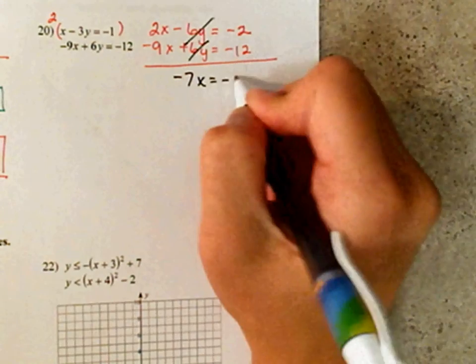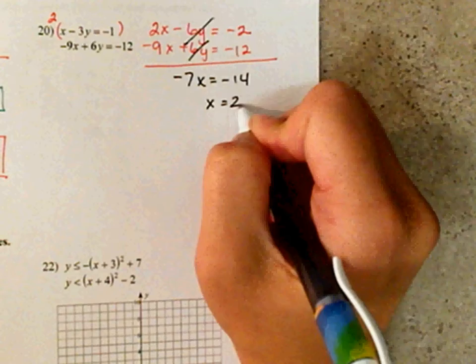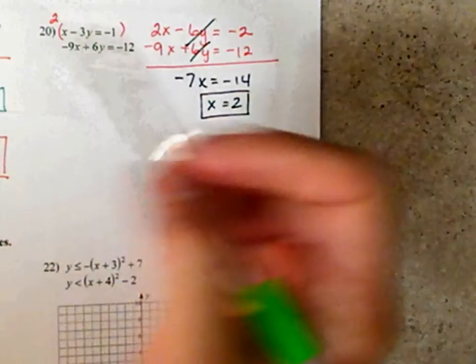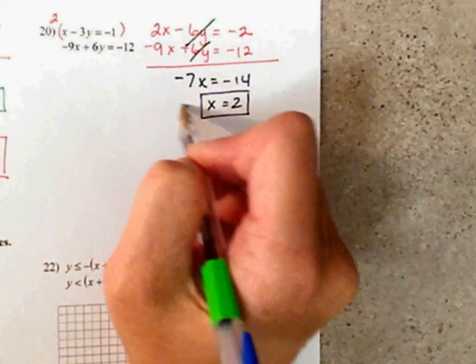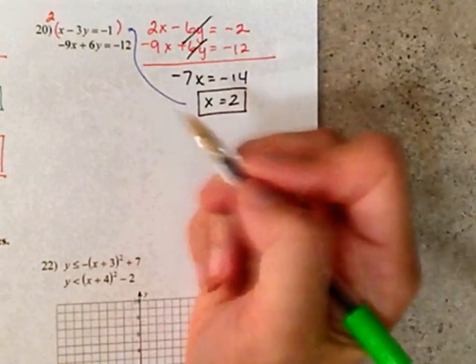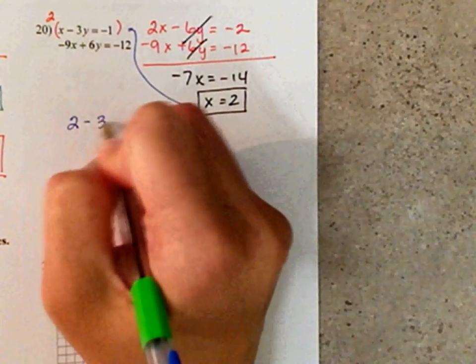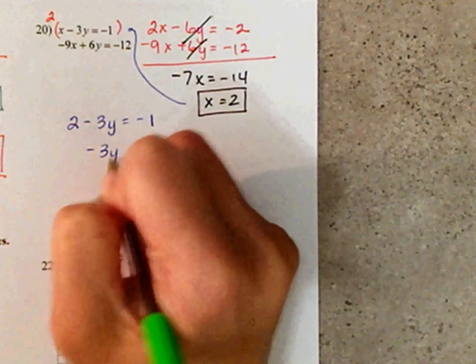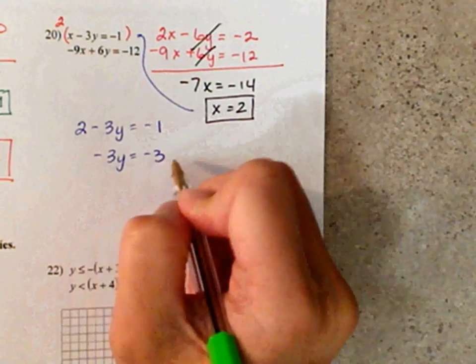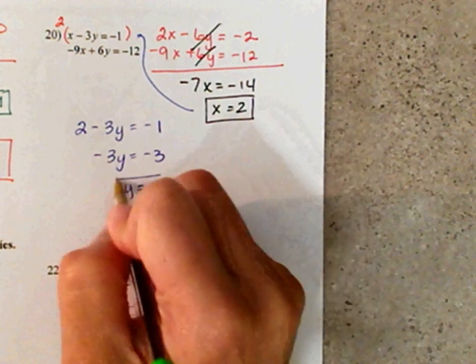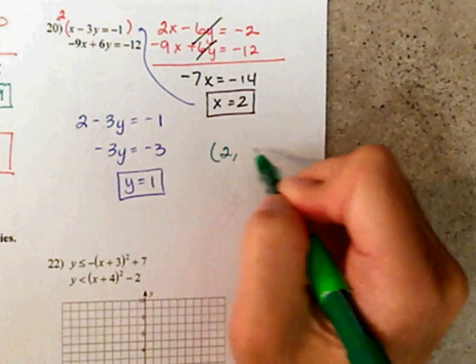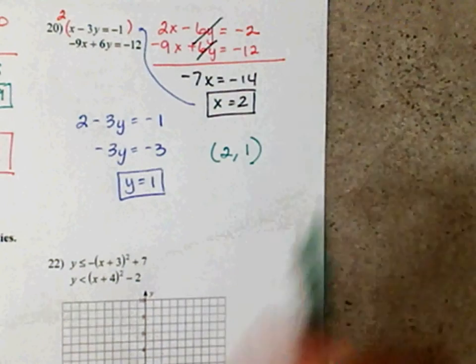x is equal to 2. Now plug into either one. I'm going to plug it into this top one, okay? x is 2 minus 3y equals negative 1. Subtract 2 gives you negative 3. Negative 3y equals negative 3, so y is equal to 1. So your solution is 2, comma 1. That's where they're going to intersect.